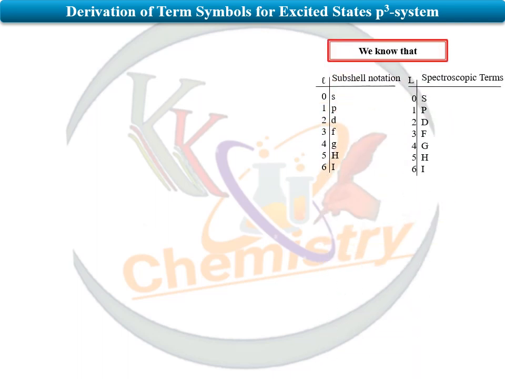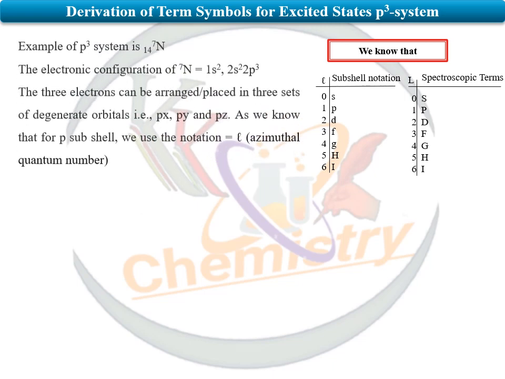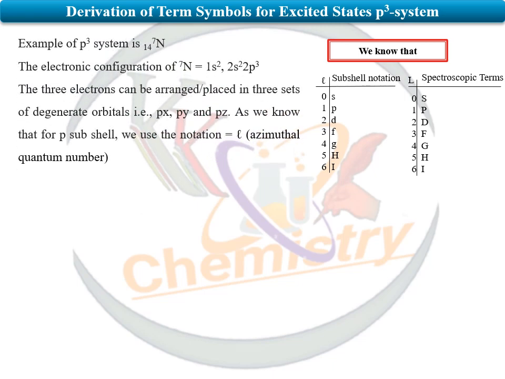You know that we denote the subshell by a small l and the spectroscopic term by a capital L and a capital alphabet as well. So here we take an example of nitrogen because it is a P3 system.